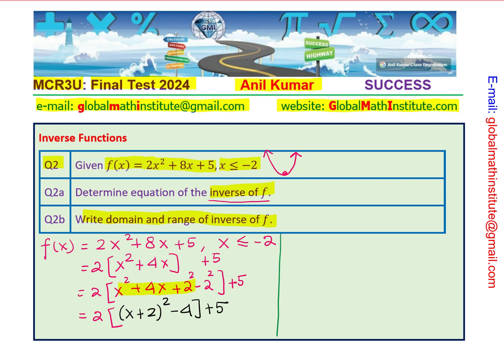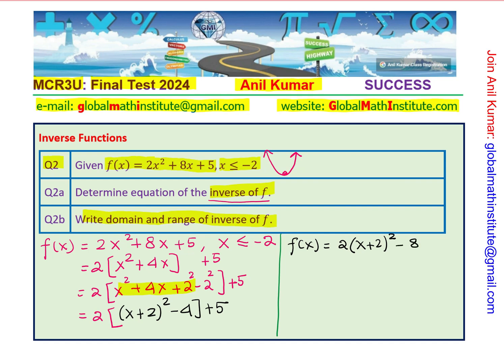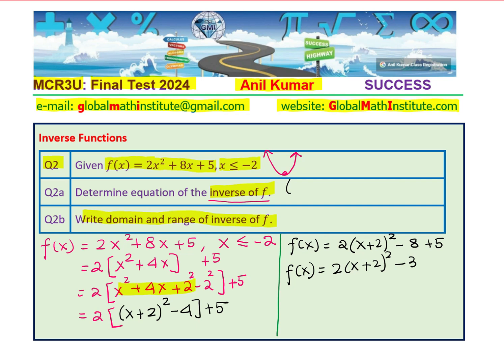Now, let's open the bracket and write down the function. This is the vertex form: 2 times (x + 2)², minus 4 times 2 is minus 8, plus 5. Or we can say f(x) = 2(x + 2)² - 3. So we know now that the vertex is at (-2, -3).